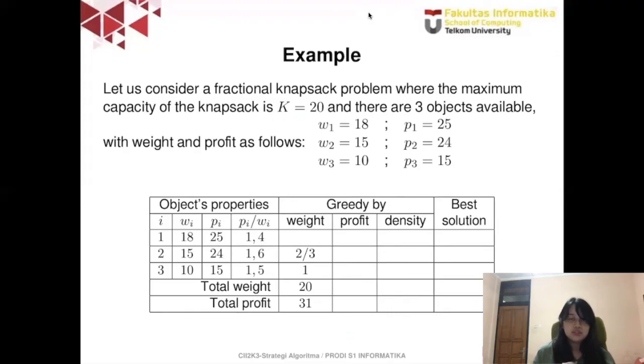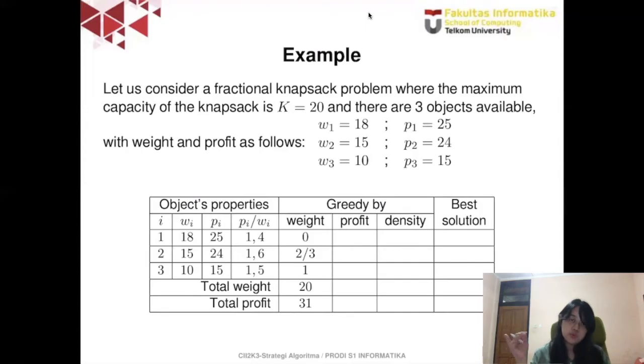So we can take two thirds of the item, such that the total profit we have is 15, what we have before, plus 2/3 times the profit of the second object, which is 31. And we have 20 as the total weight. We have reached the maximum capacity of the knapsack, so we do not choose another object again.